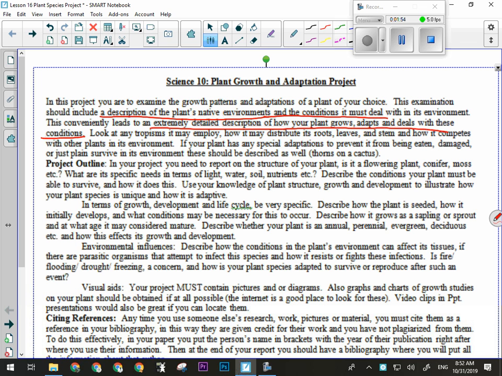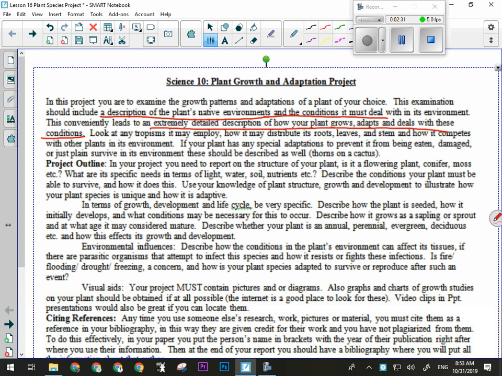Okay, this should lead to an extremely detailed description of how your plant grows, adapts, and deals with those conditions. Look at any tropisms it may employ, how it distributes its roots, so you could talk about whether it has a taproot system or a fibrous root system, okay? How it distributes its stem, does it grow like one big central stem or does it branch off right away, okay? How it competes with other plants in its environment, does it try to shade them out, does it secrete toxins into the soil, okay? Things like that. If your plant has any special adaptations that prevent it from being eaten, damaged, or just plain survive in its environment, those should be described as well. Thorns on a cactus would be an example of that. Okay, that kind of makes sense?